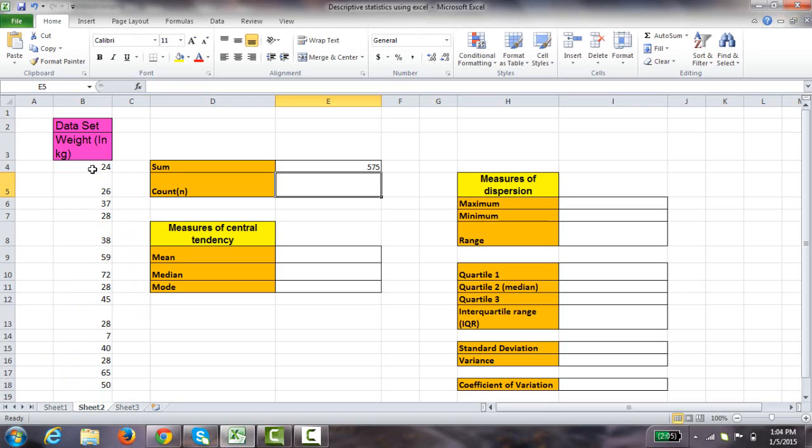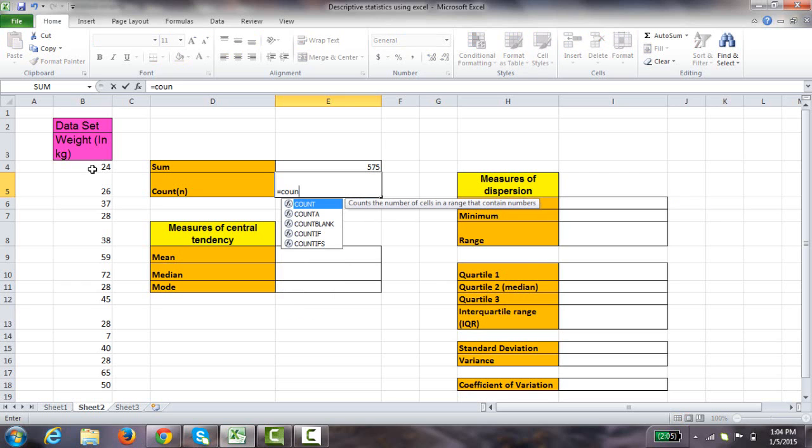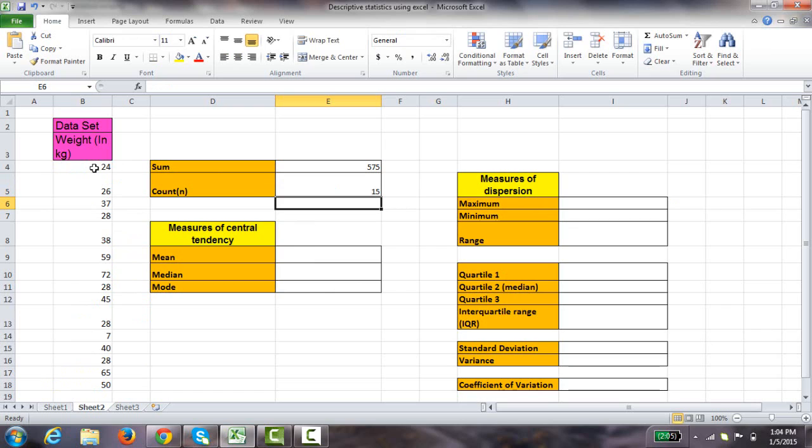Now let us calculate the count or n, that is the number of sample observations in the data set, which is equal to count, then we highlight all the sample observations and press enter. We will get the count, that is 15. Here we have 15 sample observations from the population.